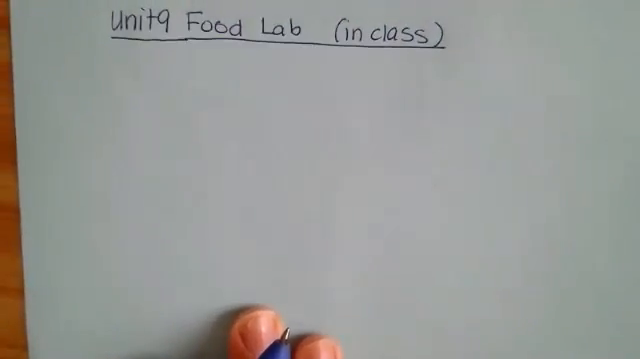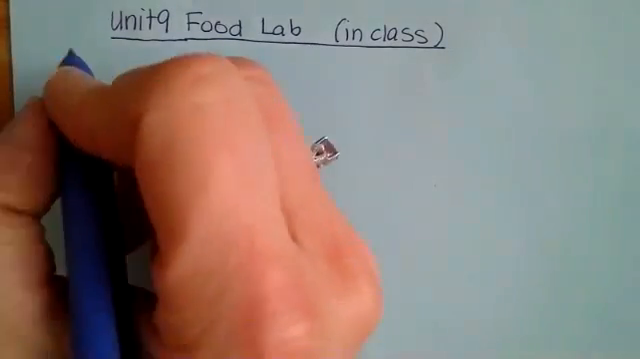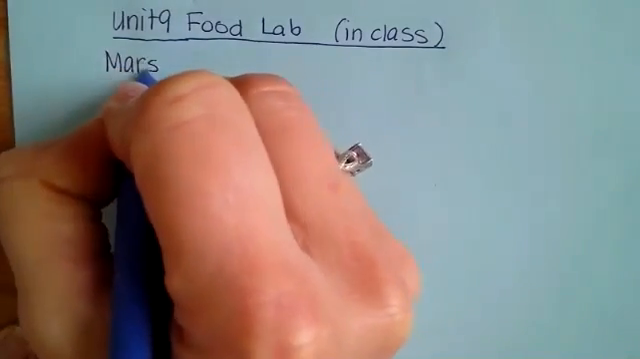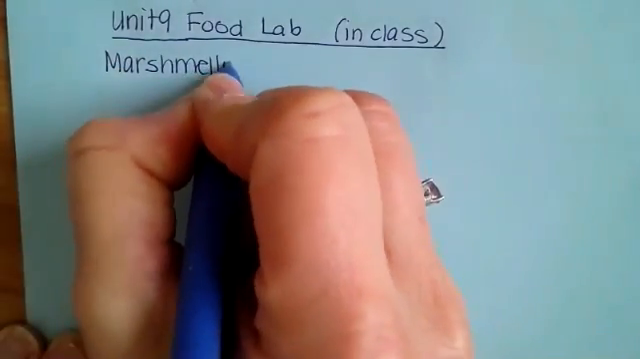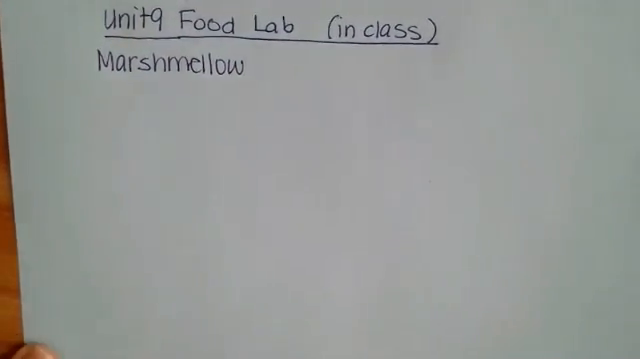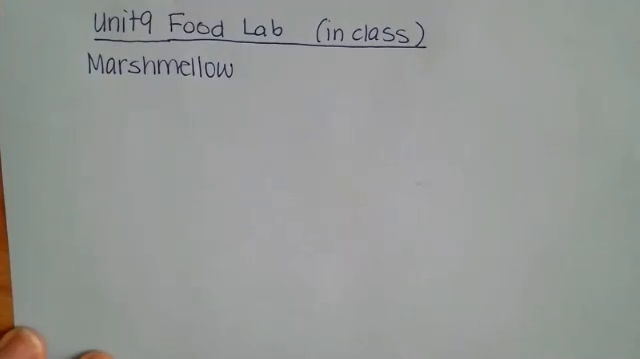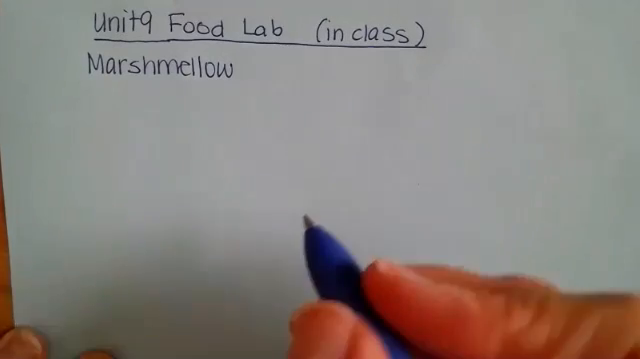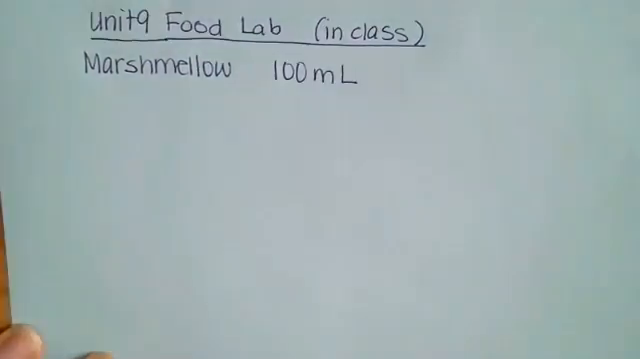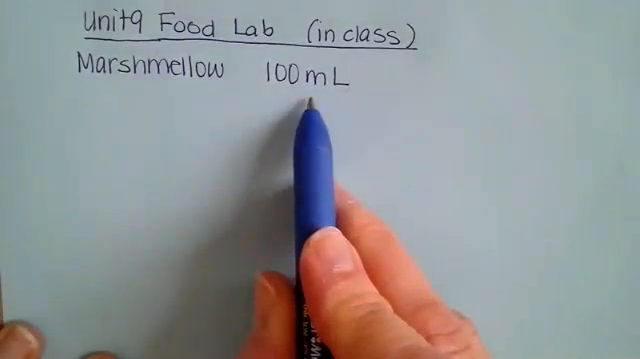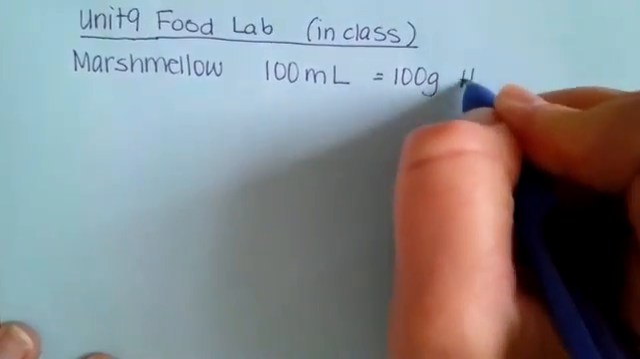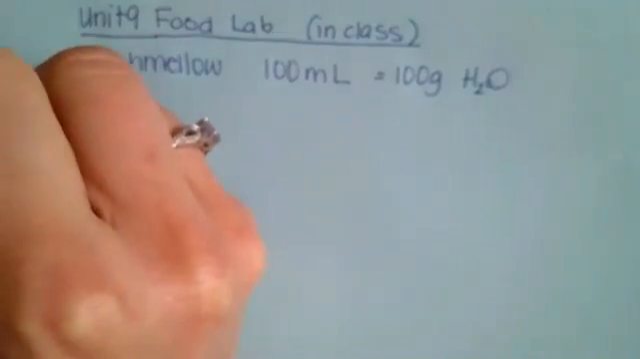So there's a lot of information that we got from the video. I will go over the marshmallow. So we burned a marshmallow, and there's information that through the video, you can hear me announce as I was going through it. First of all, I mentioned that we used 100 milliliters of water. There is a 1-to-1 ratio of milliliters to grams, so that means I've used 100 grams of water. So now I'm just stating all my data.